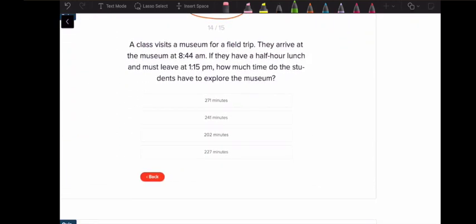A class visits a museum for a field trip. They arrive at the museum at 8:44 a.m. If they have half an hour lunch and must leave by 1:15, how much time do the students have to explore the museum? So let's see how much time they have in total from the moment they arrive to the moment they have to leave.